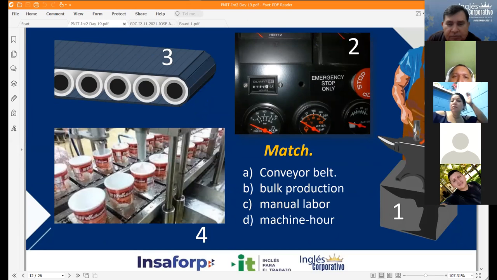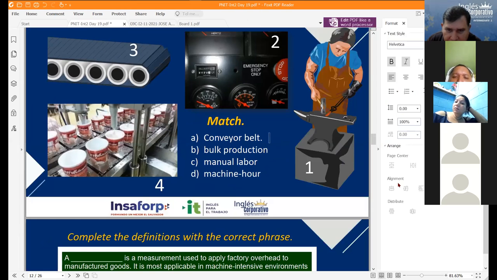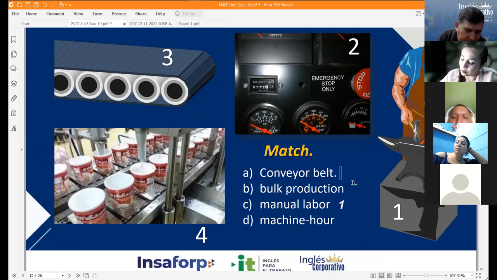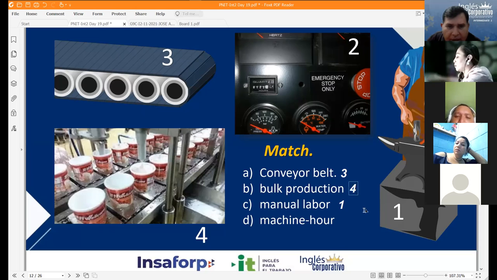Let's see. The manual labor is picture one. Teacher, one is manual labor. Yes, excellent. So let's put one. Nice. And conveyor belt is number three. Yes, conveyor belt is number three. Another one. Bulk production. Number four. Bulk production is number four. Yes. And machine hour. It's difficult. Number two. Okay, number two.